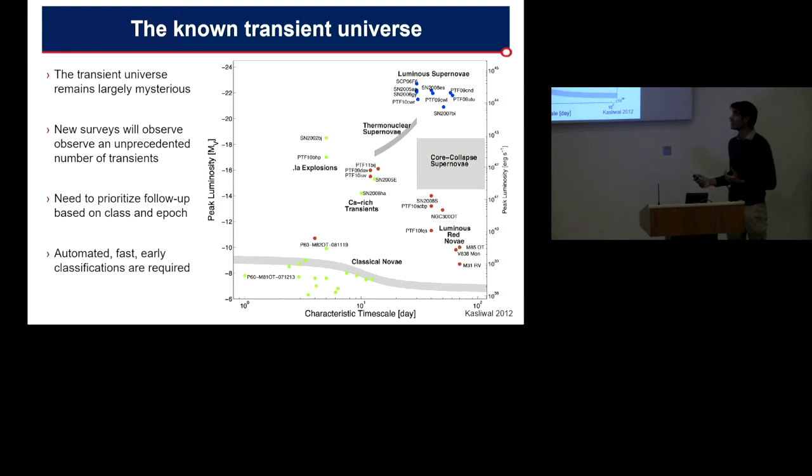So new surveys will observe an unprecedented number of these transients, and we'll want to be able to classify these early so that we can understand how they operate and prioritize follow-up on them. So for example, when we find an object, we often want to get a spectrum of it. When we're getting millions of alerts a night, there's no way of getting a spectrum of all of those alerts. And so we need to be able to prioritize on what type of object we think it is, and also on how early we think we've found it.